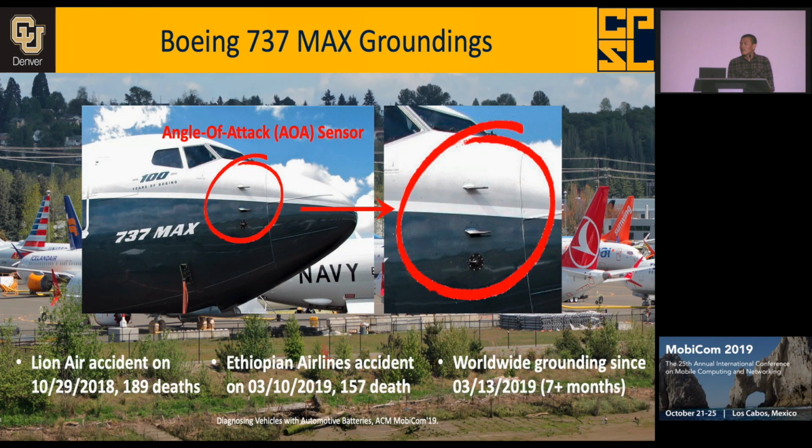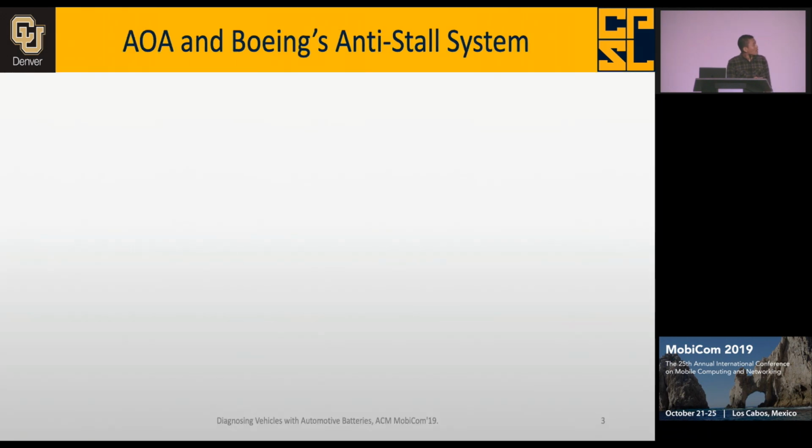It's because on this Boeing, actually on all aircraft, we have a type of sensor called angle of attack, AOA for short. In these two crashes, this kind of sensor got broken, delivering erroneous sensory data to the system. So let's see why we need AOA for aircraft.